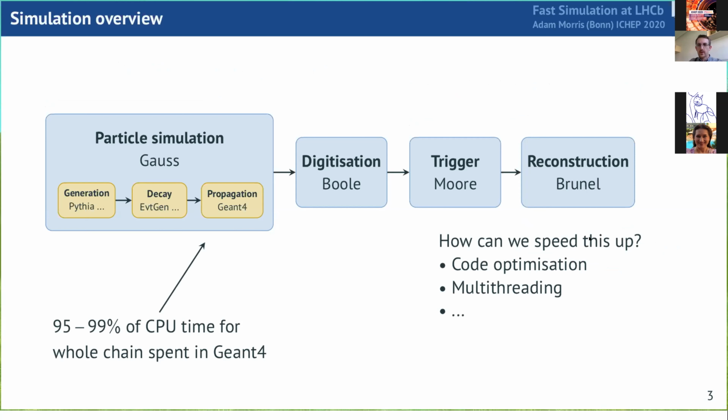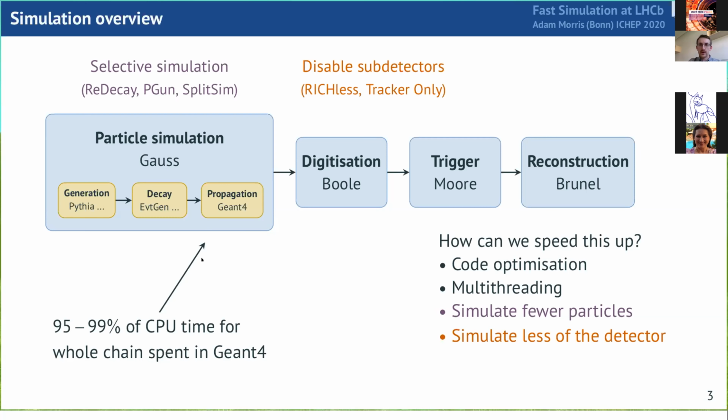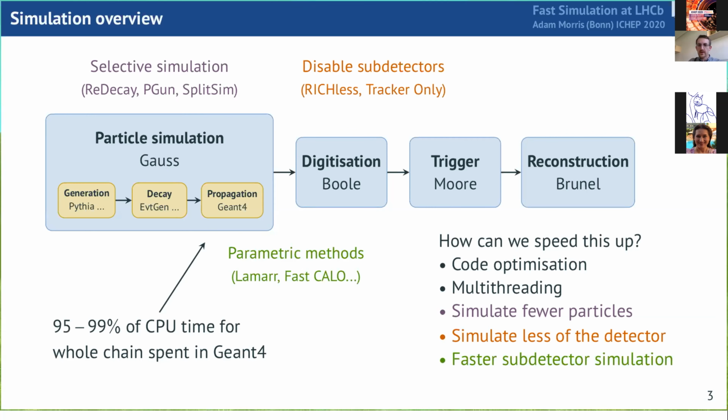So let's think about what are the things that we can do to speed this up. The obvious things with any kind of slow computation problem: you can optimize the code or introduce multi-threading. But also specific to particle simulation, you can do things like simulate fewer particles. We have 3 techniques for doing this. The idea is to give fewer particles to Geant4, so it takes less time. You can also simulate less of the detector. Particularly the RICH and the calorimeter, which I'll cover later, are very slow to simulate, so you can just switch these off. And you can use faster techniques than Geant4 for sub-detector simulation, perhaps at the cost of some detail.